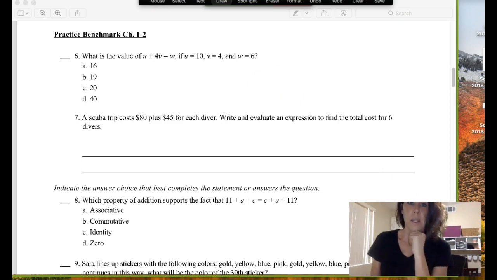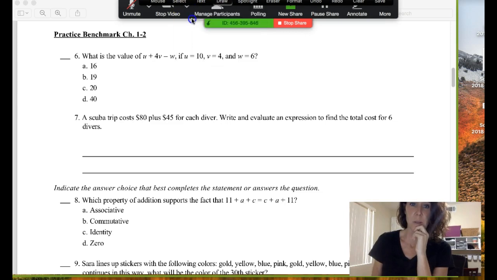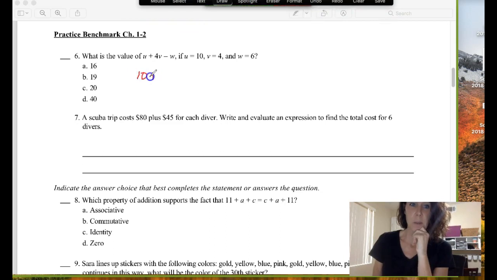All right, looking at this next one, what is the value of U plus 4V minus W? And then they give you the value for U, V, and W. So let's go ahead and plug those in and figure out the value. If U is 10, we're going to place 10 where U is, plus 4 times my V value. Well, V, they told us, was 4, so I place a 4 where the V was, minus W is 6, so I place a 6 where the W is.